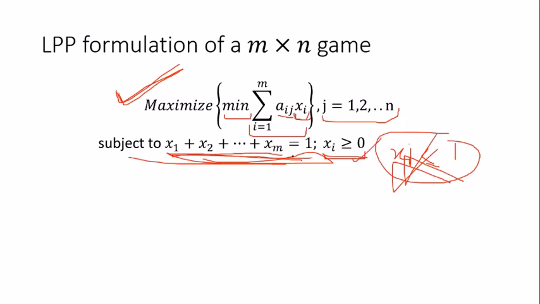So this is sufficient to capture their bounds, that all of the xi's lie from 0 to 1. So that's our programming formulation, because that's what we were doing in deciding the strategy combination, deciding the xi.